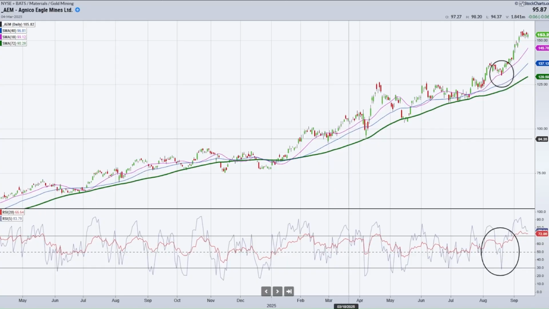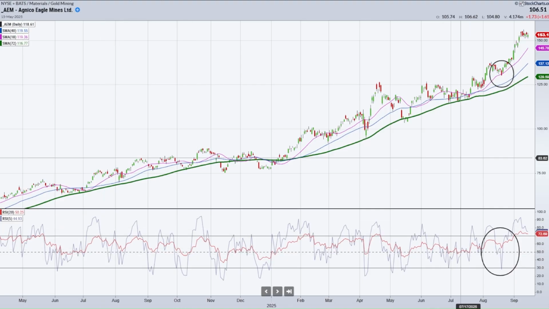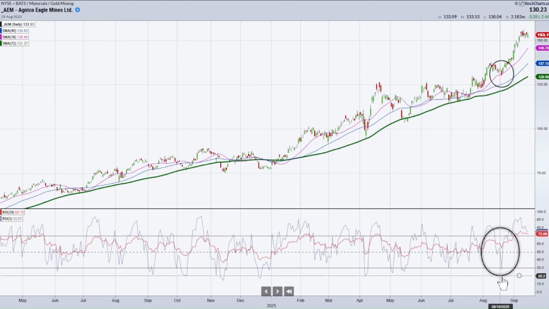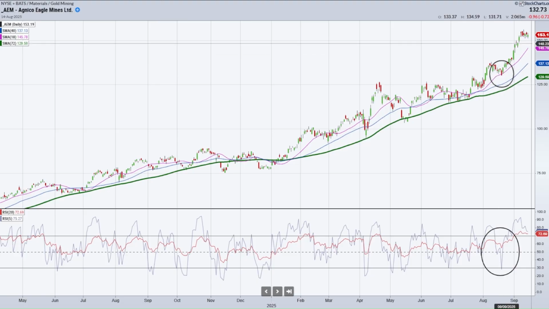Look at something like AEM. Now this has been going. We've had a lot of standard RSI buy signals in this, but this last one here had that deep oversold reading, and it's really been a pretty nice trading signal, right?